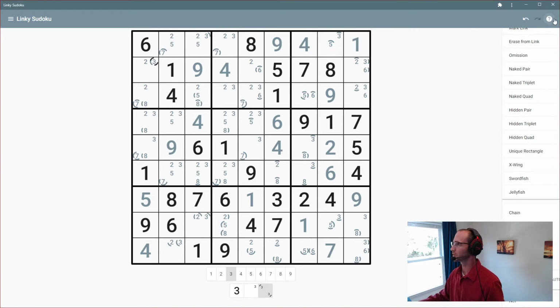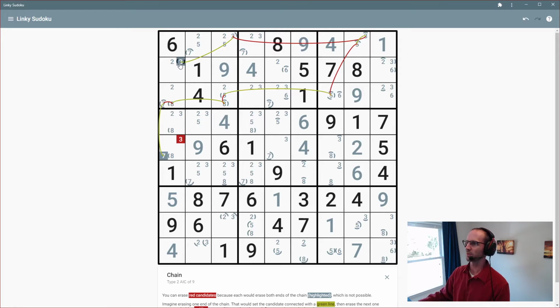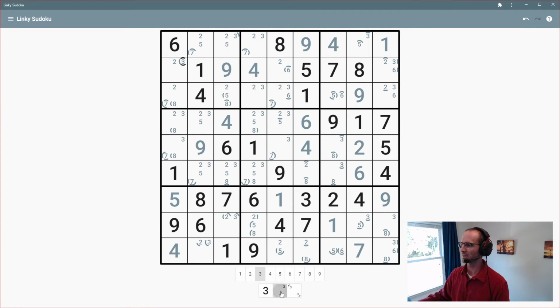Let me pull up the visual to help explain this if you're not familiar. If this was not a 3, this would be a 7. So what does that mean for this 3? So two options. Either this is a 3 or it's not. If it is a 3, the red one cannot be. If it's not a 3, you follow the chain, this is a 7, it still cannot be. And so you can eliminate that 3.